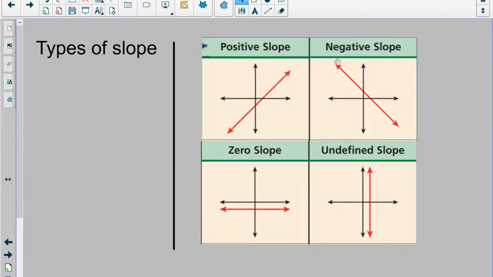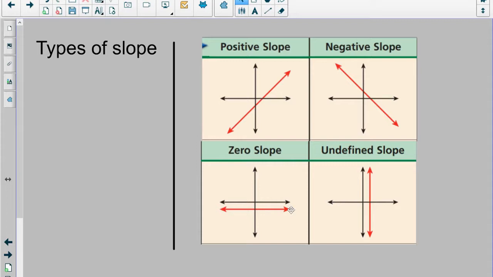Negative sloping lines are the ones that will fall from left to right. So it's going to start up high on the left, and then it's going to go down as you move to the right on that graph. Zero slope is kind of in between that. It's when the line doesn't rise and it doesn't fall. It's just kind of flat. It's completely and perfectly flat. It's said to have zero slope, or sometimes it even says no slope for something like that.